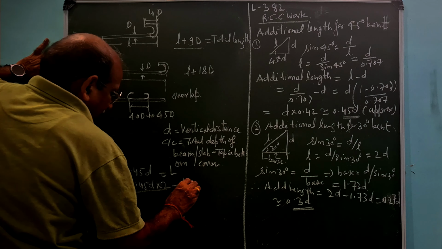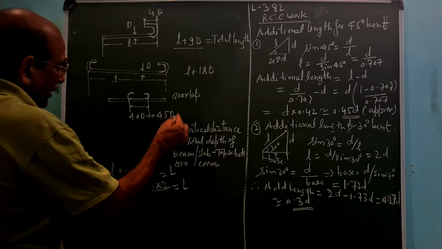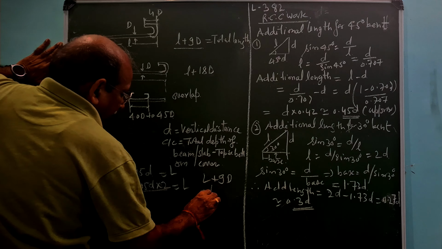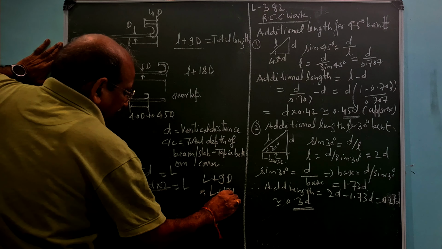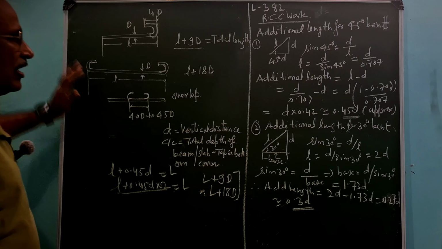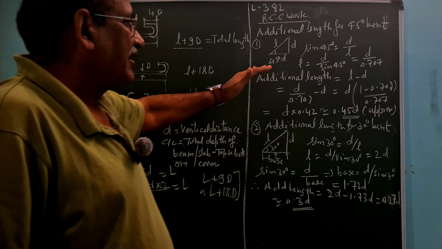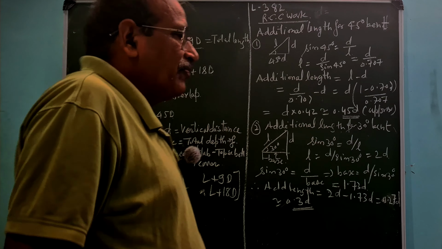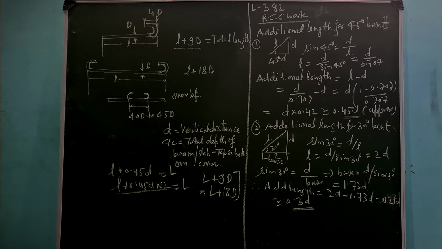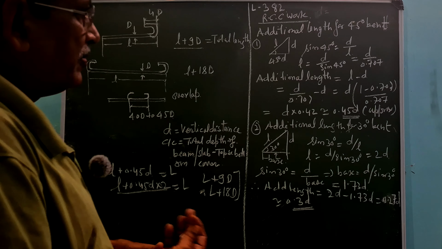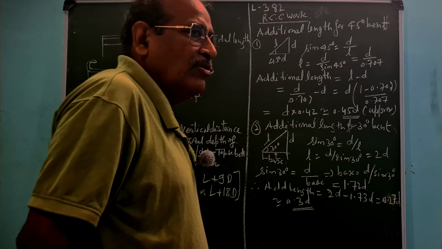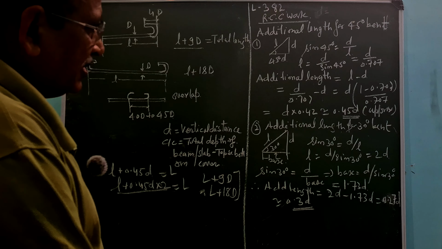So the length will be L, plus extra if a bent-up is there. You can add L plus 9D or L plus 18D, so for that you have to take the precaution. If the bar is bent up at 45 degrees, then you have to take 0.45D extra length. If both sides bend, then this will be 0.45D into 2. This is approximately 0.42, so this is rounded off and taken as 0.45.